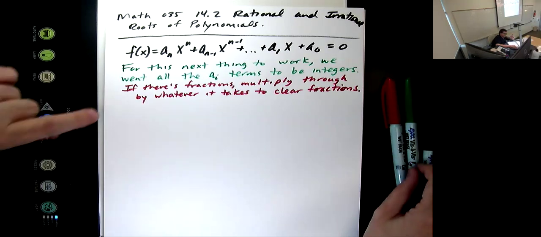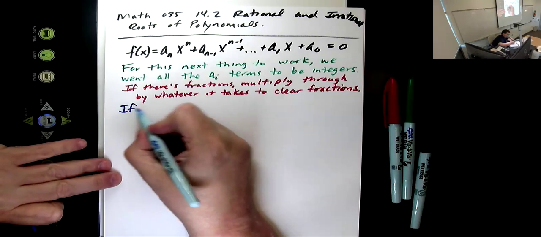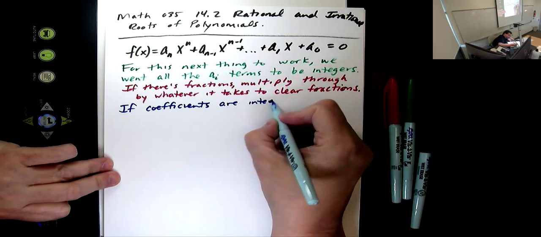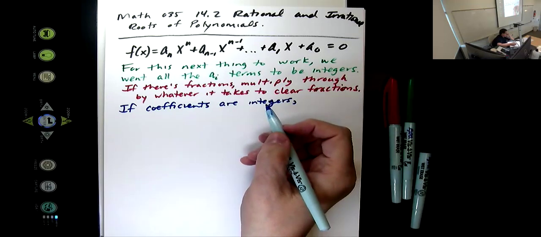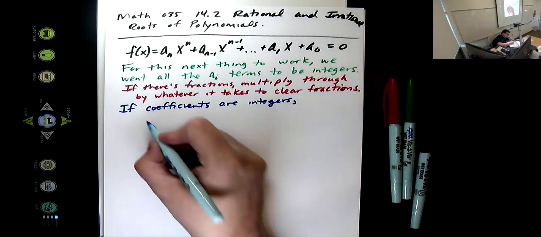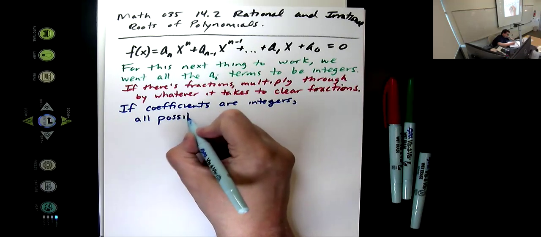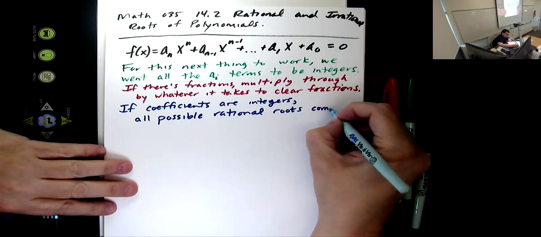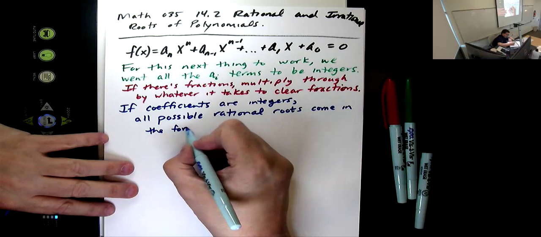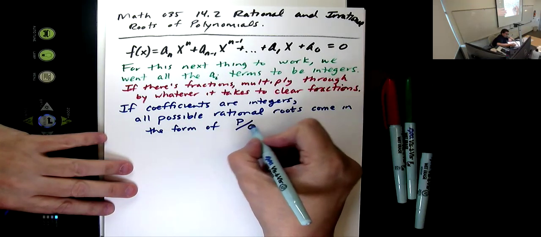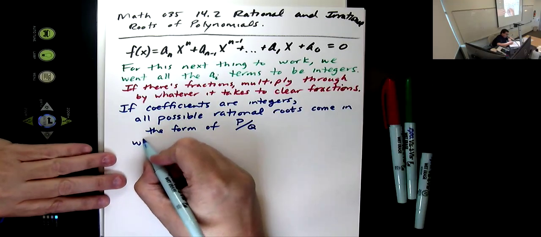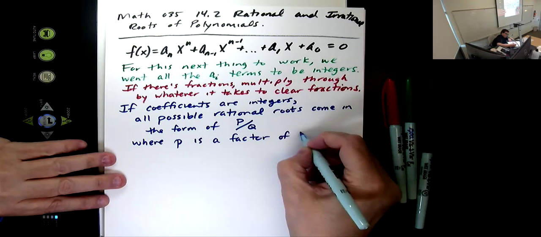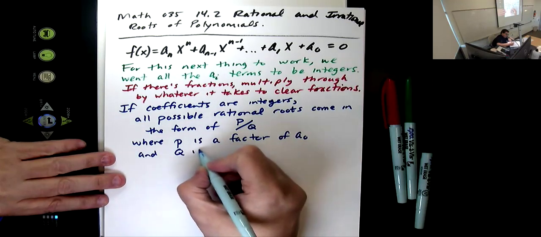So if the coefficients are integers, all possible rational roots come in the form of P over Q, where P is a factor of a sub 0 and Q is a factor of a sub n.